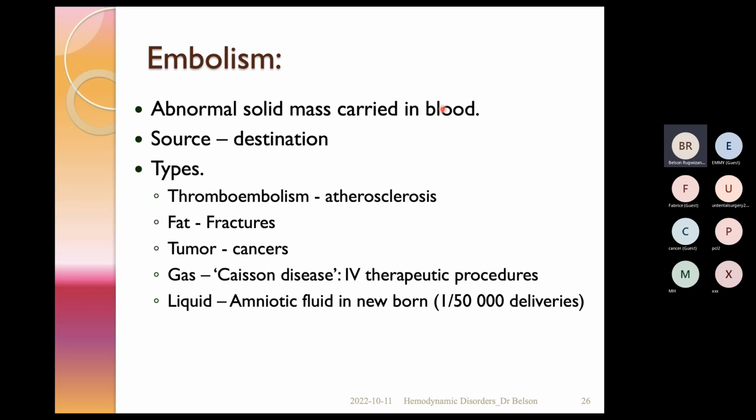So another type is the tumor. So cancers, we shall see it when we reach this chapter, but cancers is characterized by the possibility to have some cells detached and go into the bloodstream or lymphatics and occlude somewhere. So that will be cancer embolism or tumor embolism.